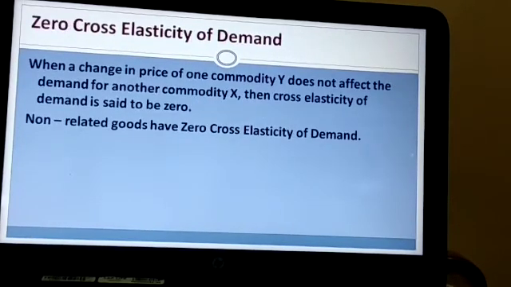We move on to zero cross elasticity of demand. When the change in price of one commodity Y does not affect the demand for some other commodity X, then cross elasticity of demand is said to be zero. This means price of one commodity is not at all affecting the demand for some other commodity. This is the case of non-related goods. Non-related goods have zero cross elasticity of demand.